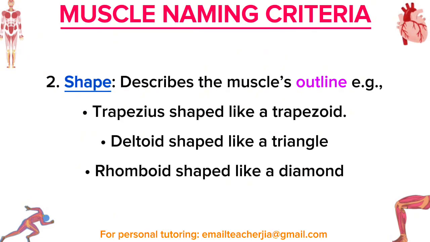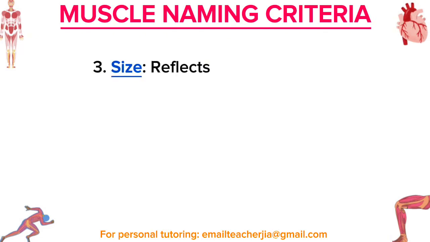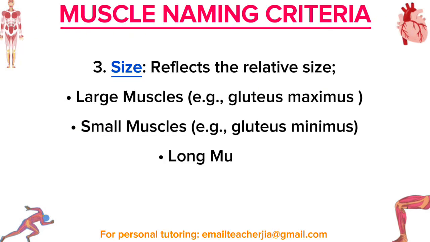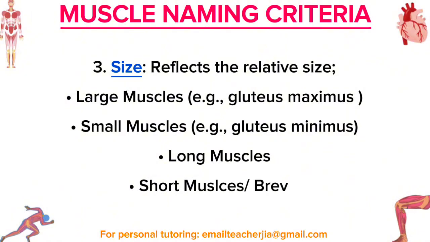The third muscle naming criteria is size. It reflects the relative size. Large muscles, e.g. gluteus maximus, and small muscles, e.g. gluteus minimus. We also have long muscles and short muscles or brevis. So whenever you see maximus, that means it is at maximum, like it is a large muscle. Minimus means a small muscle.